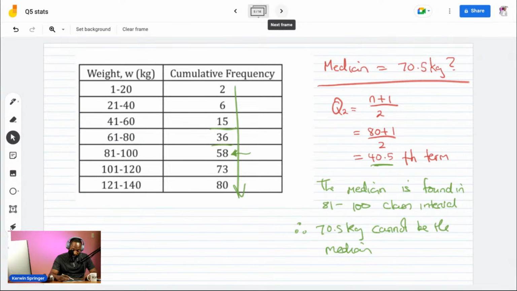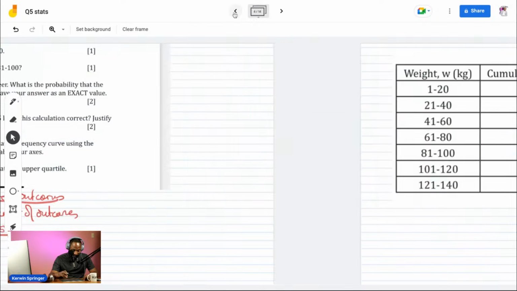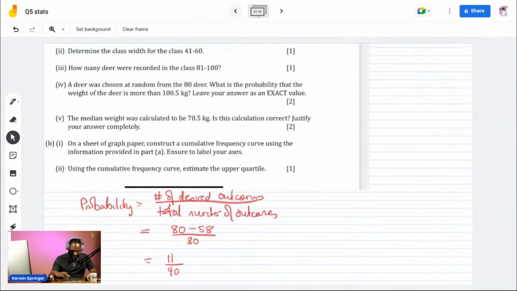This question is taking really long to finish. On a sheet, I now need to go and construct a cumulative frequency curve using the information provided. Ensure to label your axes. That is a whole set of marks. This is not the way question 5 comes right now, it only comes for 9 marks, but they could still ask you to draw the curve. Use the cumulative frequency curve to estimate the upper quartile.